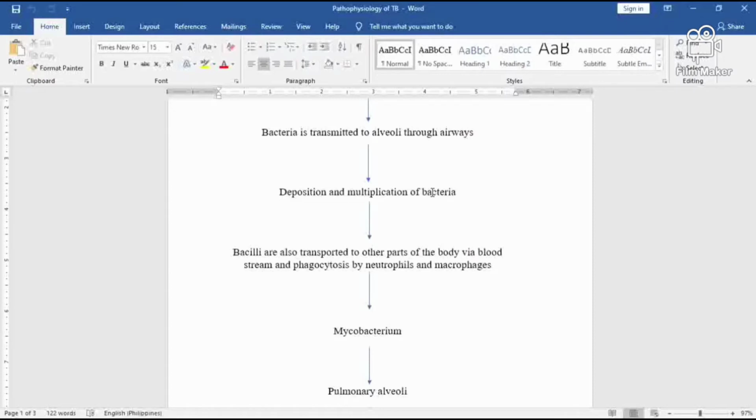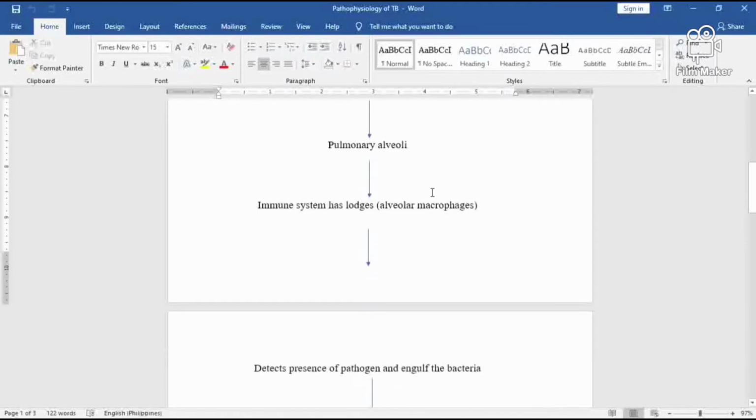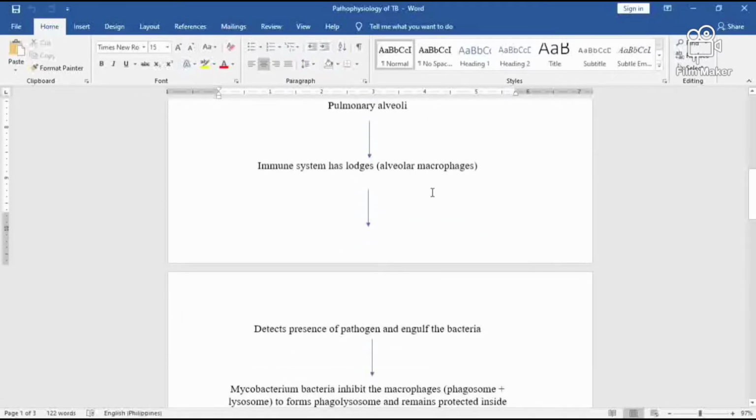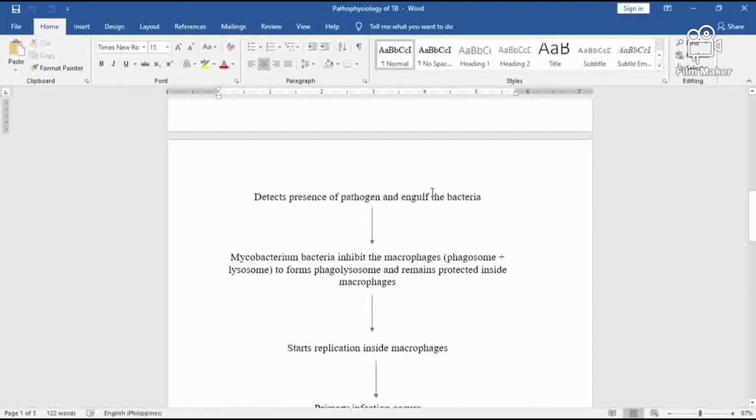macrophages. Then the mycobacterium will lodge in the pulmonary alveoli, where it meets the alveolar macrophages. Then the macrophages detect the presence of pathogens and engulf the bacteria. Then the mycobacteria inhibit the macrophages from forming phagolysosomes and remain protected inside the macrophages. Then it starts replication inside the macrophages.